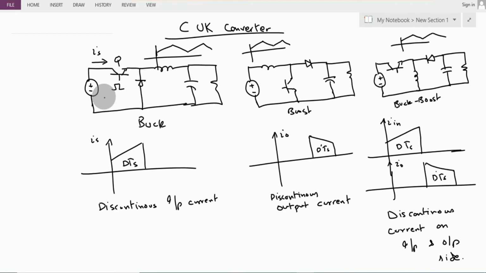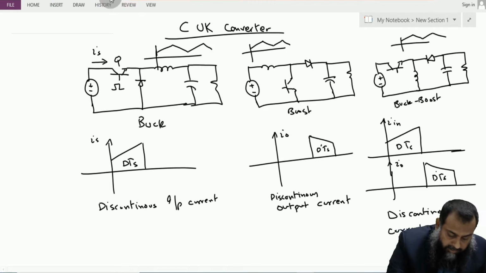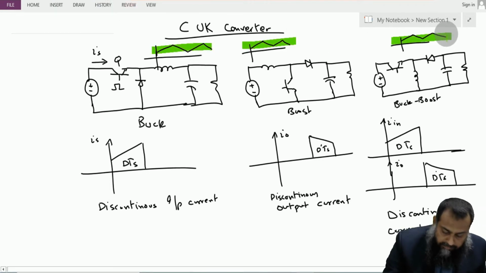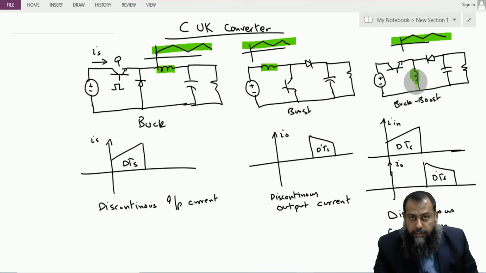So this EMI problem becomes even more horrible when the converter operates in a discontinuous conduction mode. Now in here, if you see, despite the fact that all of these three currents, which represent the current of the inductive element present in these converters, the inductor current, are continuous, which means that we are operating in continuous conduction mode, yet we have a discontinuous input current for a buck converter, a discontinuous output current for a boost converter, and a discontinuous input as well as output current for a buck boost converter.